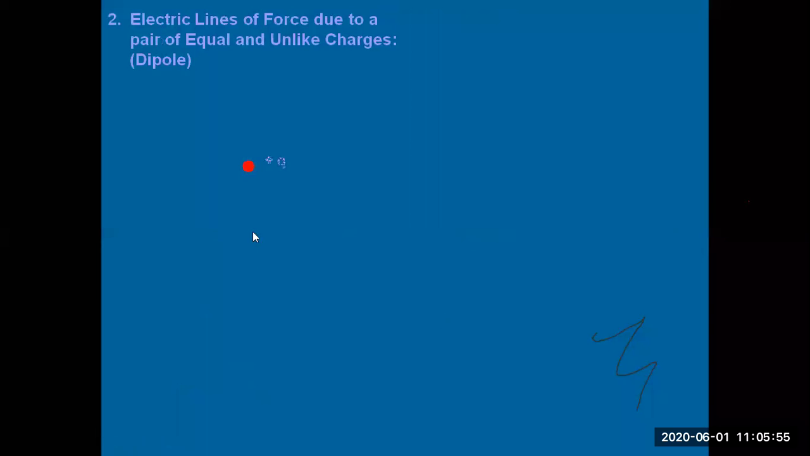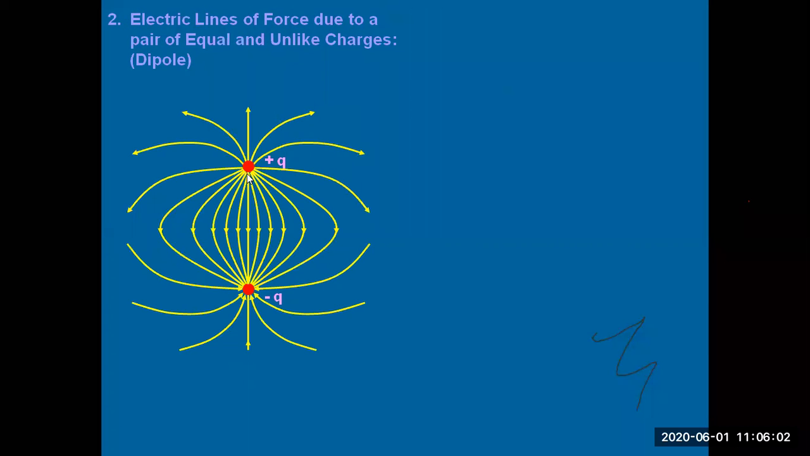So if there are two charges, how to draw electric lines of force? See, one positive and one negative charge. See, I'm drawing the lines. Positive means lines should go outside. Negative means lines should come inside. So it will be a curved line. From positive it will start and it will come towards your negative end. So this is how you have to draw electric lines of force due to a pair of equal and unlike charges. Unlike means one should be positive, one should be negative, and we call that a dipole.